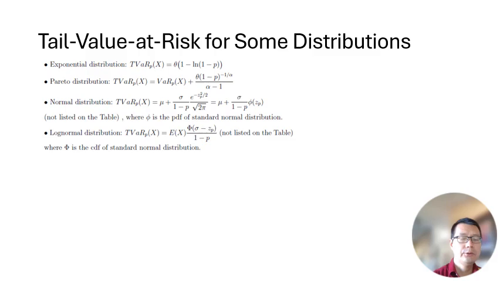Before we get to the actual questions, these are a few more formulas for tail value at risk for different distributions. Most can be derived from what we have earlier in previous slides. You should try it if you are not certain.